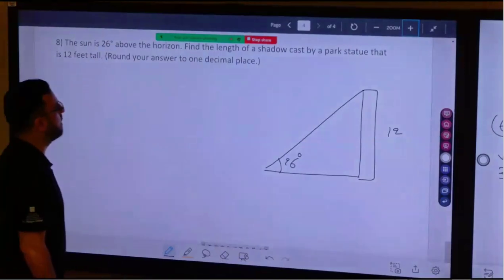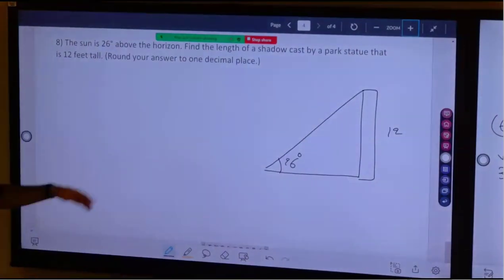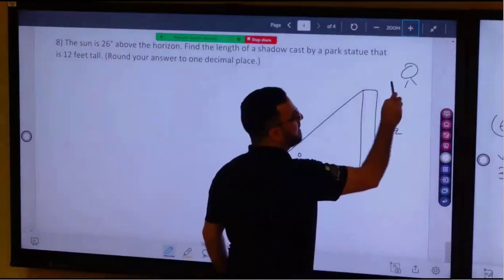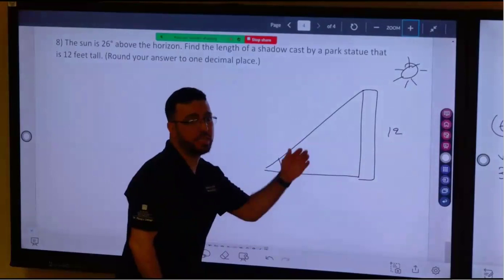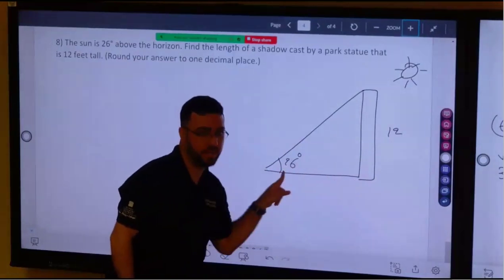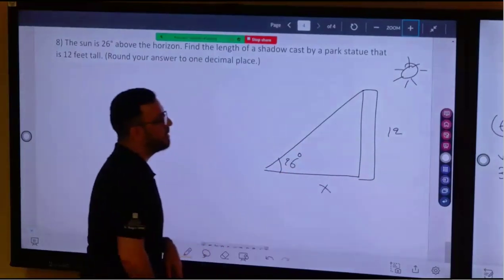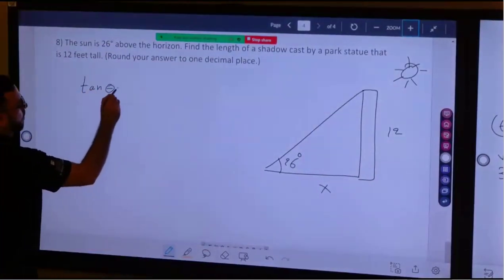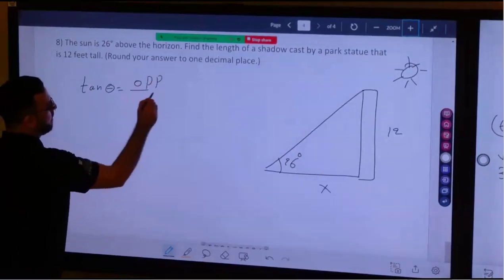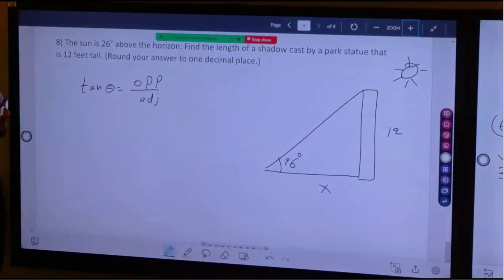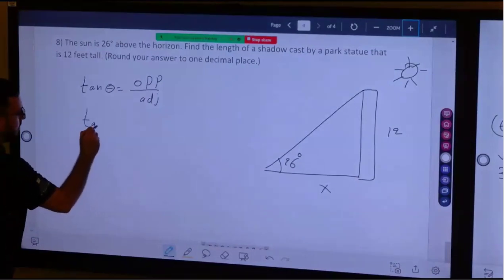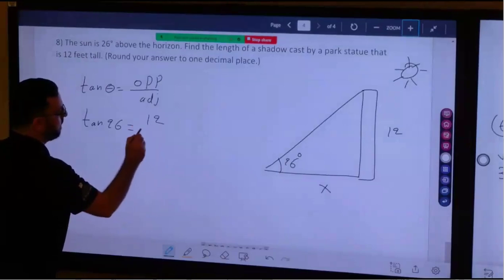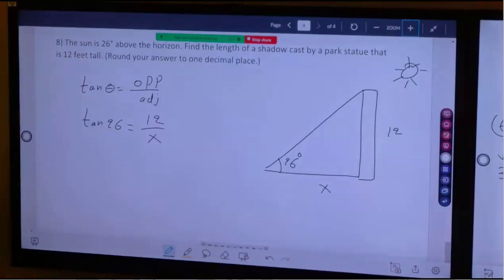They ask you to find what? The length of the shadow. Where is the length of the shadow? Here is the sun. Where is the shadow? At the bottom. Here is the shadow, right? So we're gonna use tangent theta equals the opposite over the adjacent. Tangent 26. The opposite side is 12. So the adjacent is x.